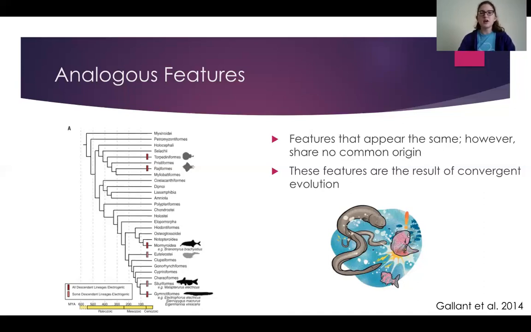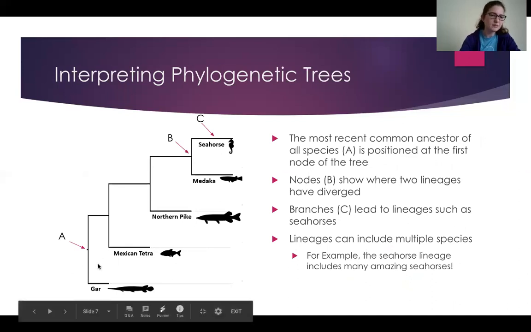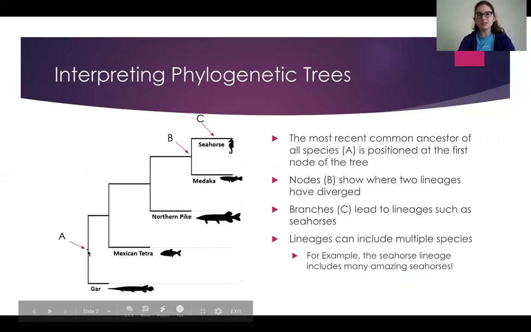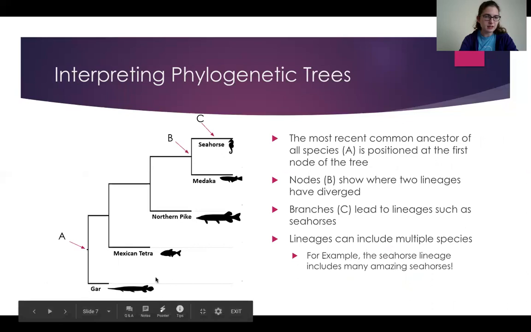So when we're doing this, we're going to look at some phylogenetic trees, and we're going to try and make them, but this is something we will talk about a little bit more. So when we are interpreting phylogenetic trees, the first thing that's really important to notice is this thing at A. This is our most recent common ancestor of all of the species on our tree, including this guy down here, our gar, and all of these lineages here.